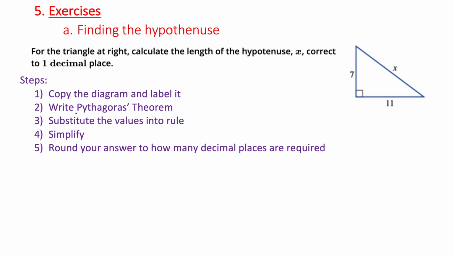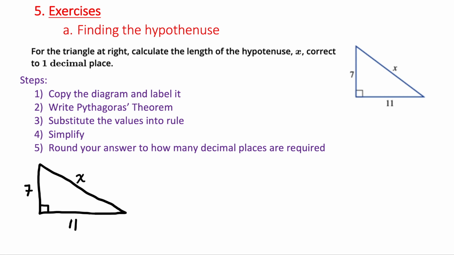First I'm going to draw the diagram. That's my right angle triangle. I'm going to put the symbol here to show that this is a right angle, and then I know that this side is 7, and over here is 11, and this side, the hypotenuse, which is opposite the right angle and the longest side, is going to be x.